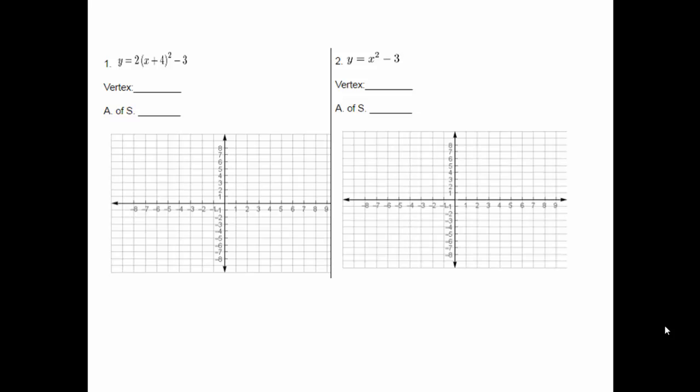Right, in this objective it is graphing quadratic functions, so the directions are to graph them. Number 1, it says y equals 2 times the quantity x plus 4 squared minus 3. All right, so first of all, this is in vertex form, so we can clearly identify the vertex.